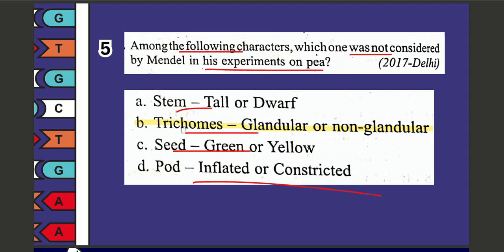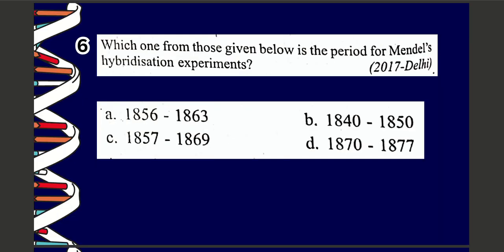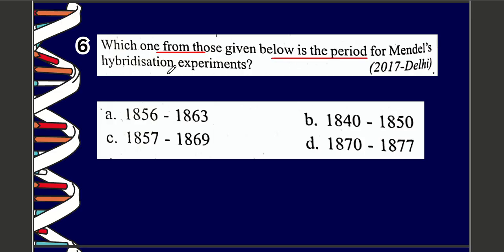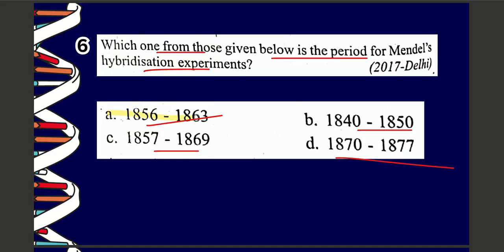Next question. Question number 6. Which one from those given options is the period for Mendel's hybridization experiment? A. 1856 to 1863, B. 1840 to 1850, C. 1857 to 1869, D. 1870 to 1877. The correct option is option number A, which is 1856 to 1863.